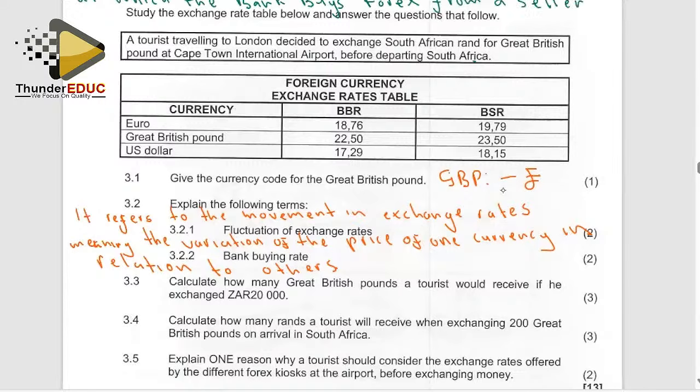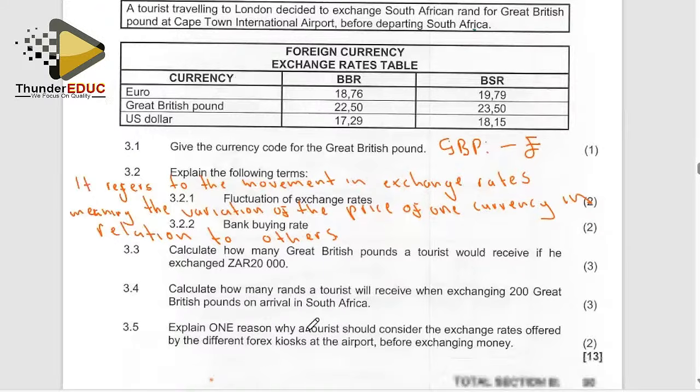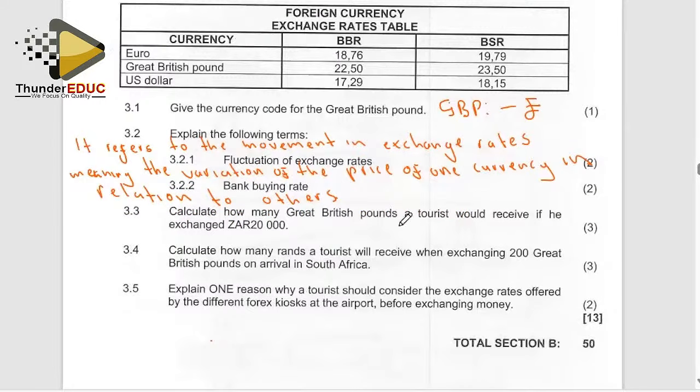So the bank basically is buying from the seller, so they use the bank buying rates. Now, 3.3, calculate how many Great British pounds a tourist would receive if he exchanged 20,000. The key thing here is to determine what's happening. We are moving from which currency to which currency?